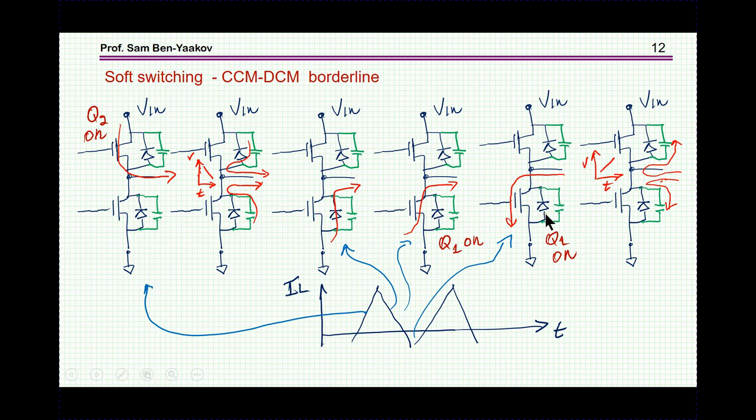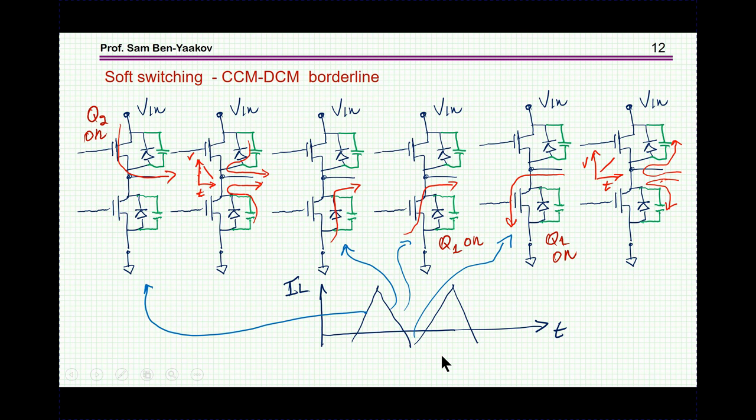And then you turn off this transistor. And again, you have the current going now this way, charging this point. The voltage will go up until this diode will conduct. Very neat. Of course, there is a penalty here. There's no free lunch here.